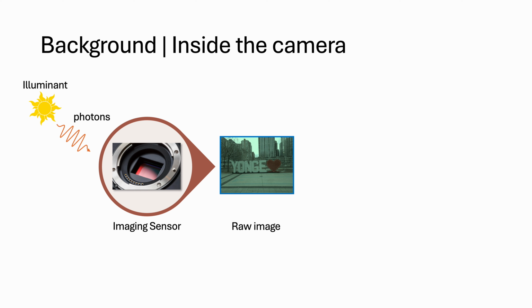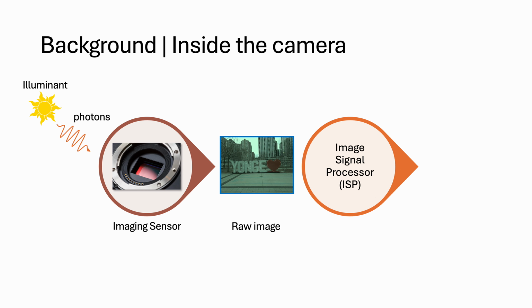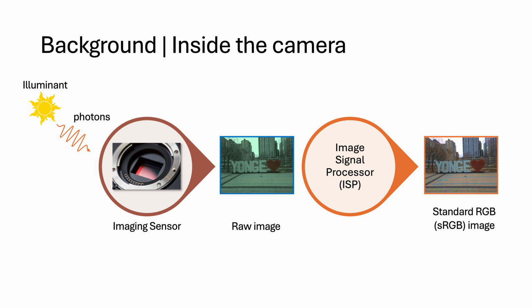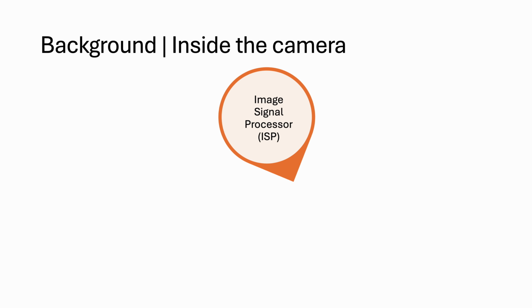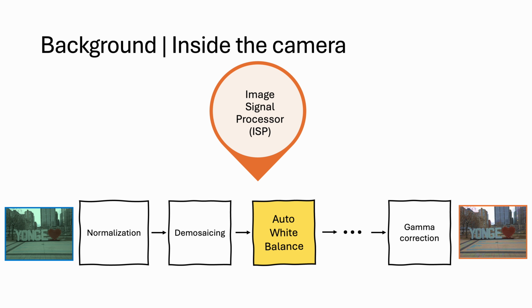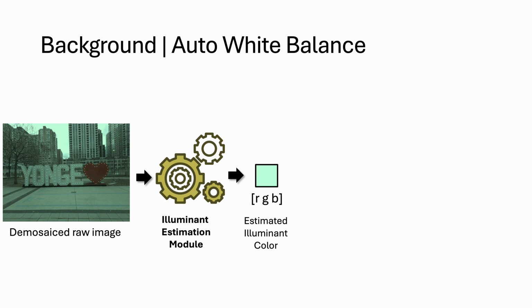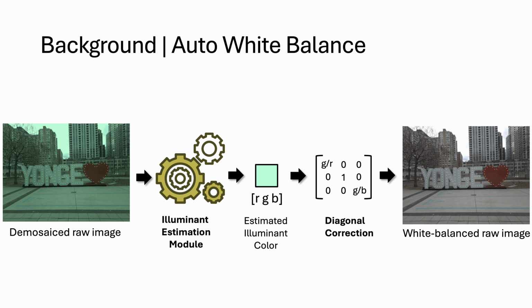incident on it. The raw image has a color cast due to the interaction between the illuminance color and the sensor's spectral response. The raw image is then processed by the camera's image signal processor, the ISP, which transforms it into the final display image. One key component of the ISP is auto white balance, which removes the unwanted color cast in the raw image. Auto white balance typically involves two steps: estimating the global color tint expressed as an RGB vector and applying a diagonal correction to neutralize the color cast.